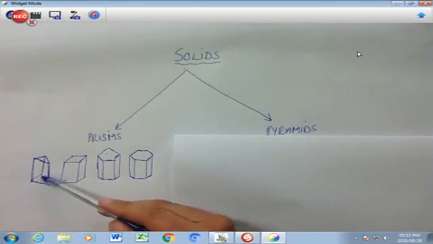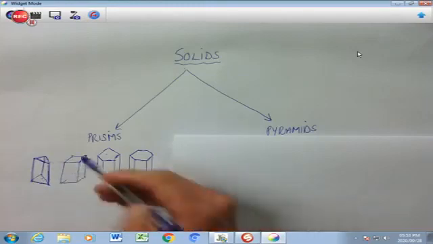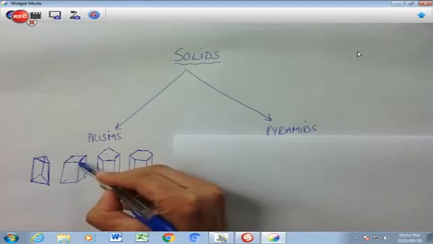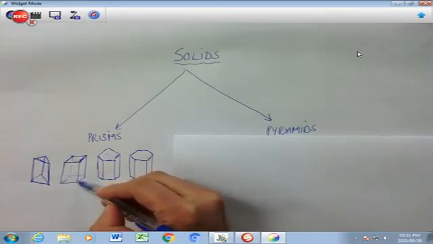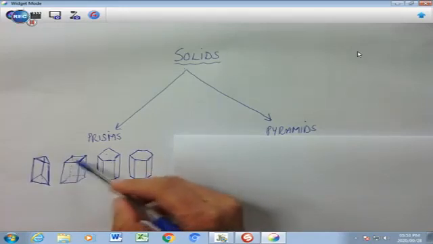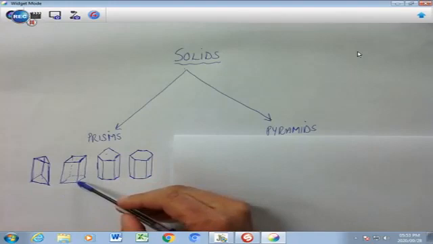So in this situation we have a triangle as a base, which we call a triangular prism. Here we have a square as a base, at the bottom and a square base at the top, and we call that a square prism. We can also have it in the form of a rectangular shape, which becomes a rectangular prism.